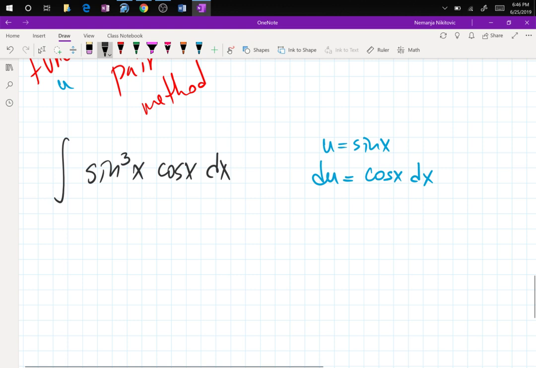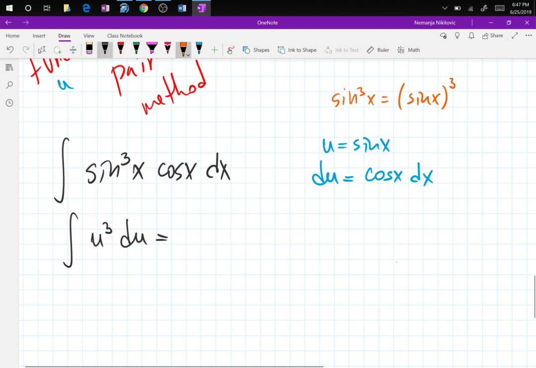And then, when you do that, you have the integral of u cubed du. So the entire problem collapsed quickly onto u cubed du. And now, those of you that are struggling with trig a little bit or notation, whatever, sine cubed x is the same as sine x everything to the third power. So that's why sine x gets replaced completely by u and it's u cubed.